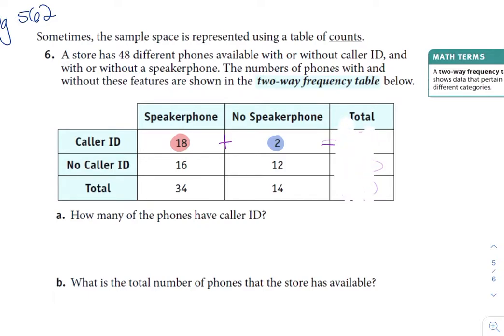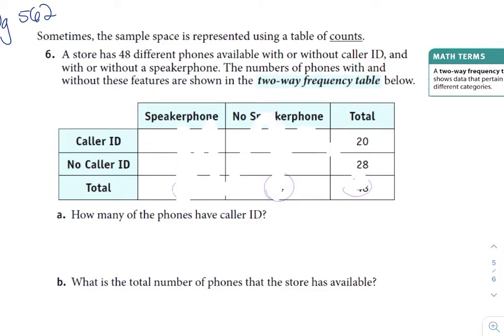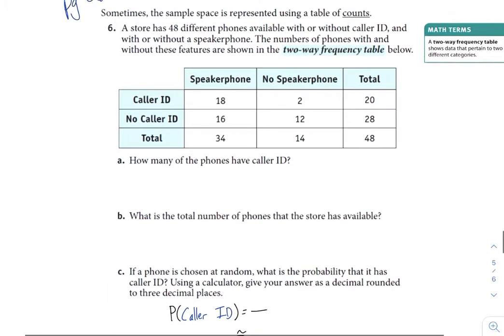And then you could do the same thing going through the columns instead of the rows. So speakerphone: 18 with caller ID, 16 without caller ID, for a total of 34 speakerphone phones. And then non-speakerphone have 2 with caller ID, 12 with no caller ID, for a total of 14 non-speakerphone phones. And then you can add those for a total of 48. So that's kind of how you would break this table down. Let's go through the problems and we'll see a little more detail of what's going on.